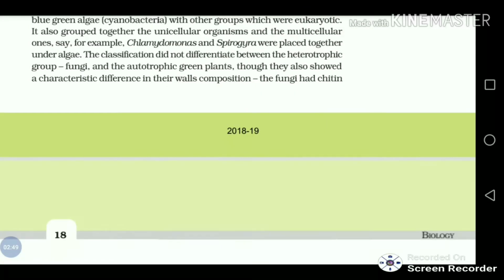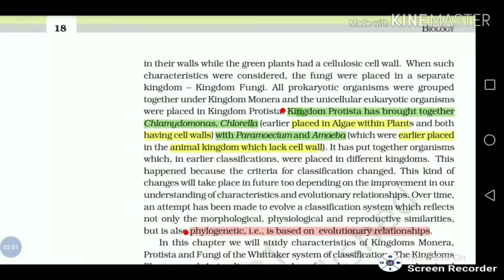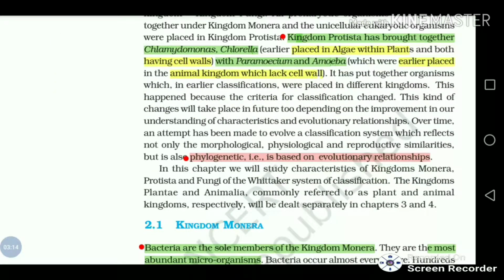The next important point that comes is kingdom Protista, that has brought together Chlamydomonas and Chlorella, which were earlier placed in plants, that is under algae, having cell wall, and the amoeba and paramecium that were earlier placed in the animal kingdom, lacking cell wall, were now placed in Protista. The next point is phylogenetic. What is phylogenetic? It is based on the evolutionary relationship between organisms.